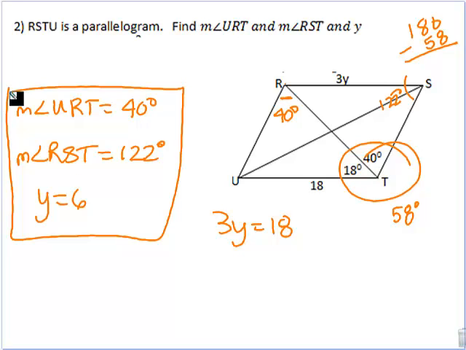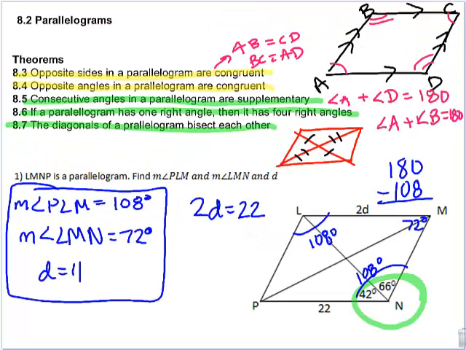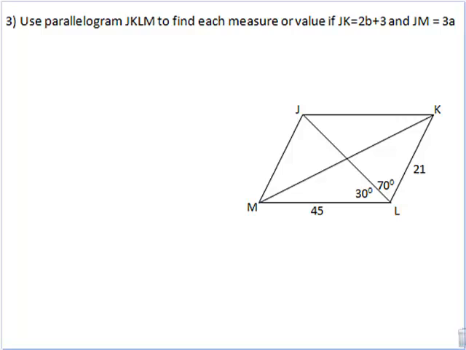Why is this one just 40? Well, let's look at the angle that we're asked for, URT. So we only want to know this portion of the angle. If we only want that portion, these two would have to be equal to each other because we have the two parallel lines here. In our previous example, we wanted to find PLM, so we wanted the whole angle. To get the whole angle, we would have had to add these two together. Make sense now? Okay. All right, one last example.